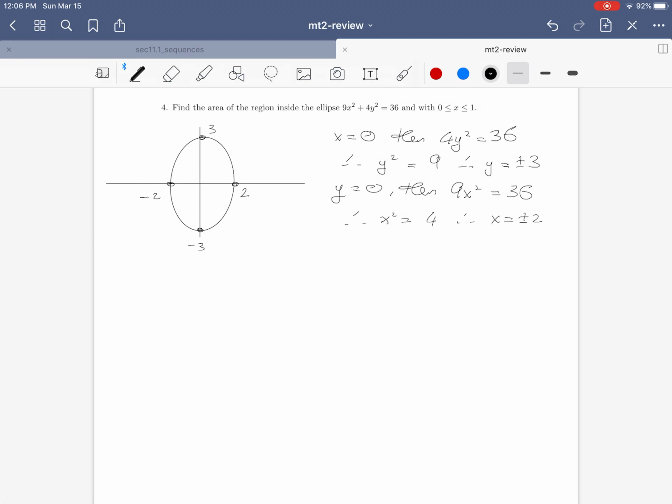So we're asked to find the area of the region inside the ellipse for x between 0 and 1. Okay, so here's x equals 0, here's x equals 1. So let's draw a dashed line. So this whole thing is our region. Okay. Let's give this a name. Let's call this A.